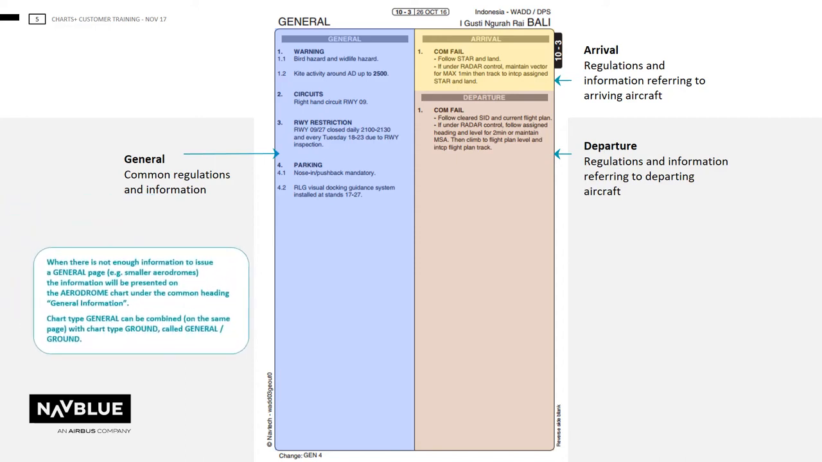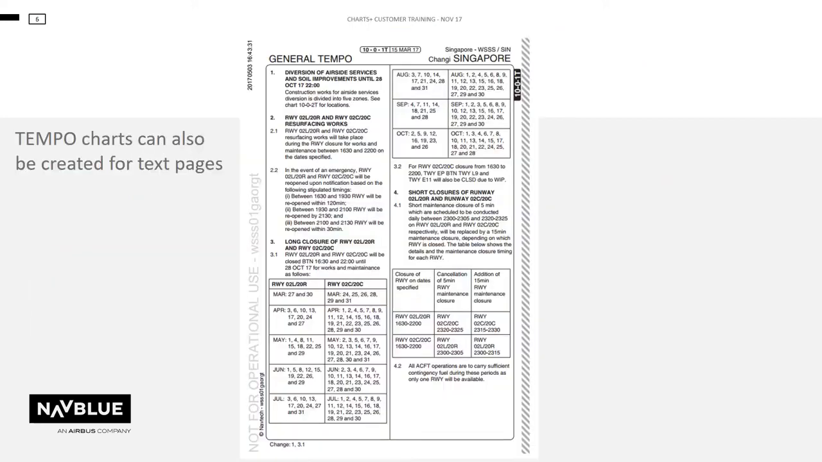For smaller aerodromes, the general information can be shown on the aerodrome chart under the heading General Information. Temporary charts can also be created for text pages using the same format as previously mentioned in Common Standard in Chapter 1.